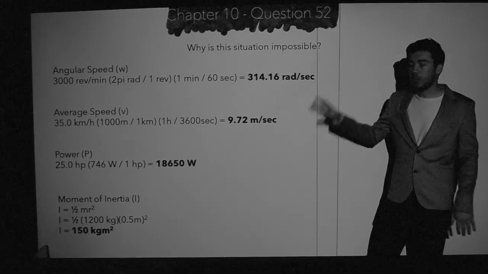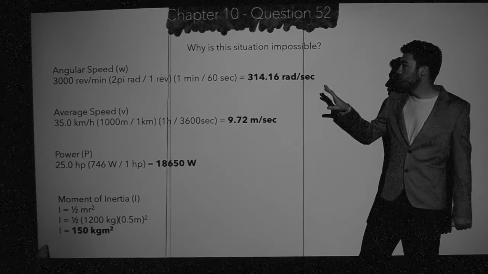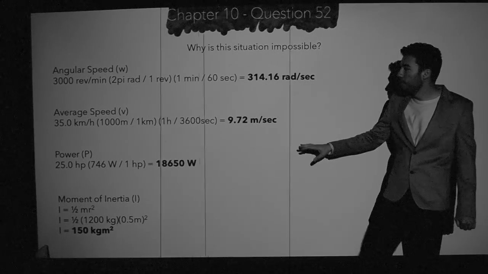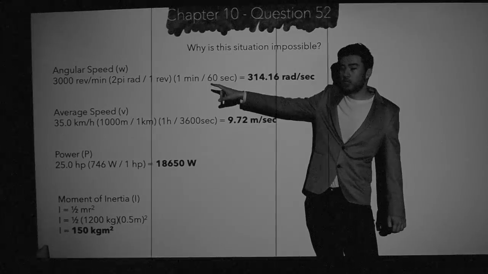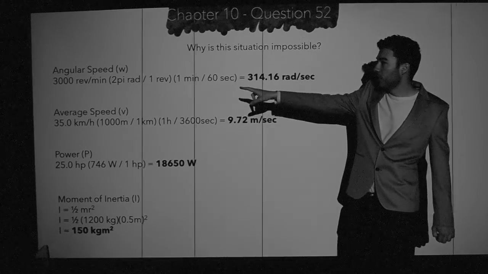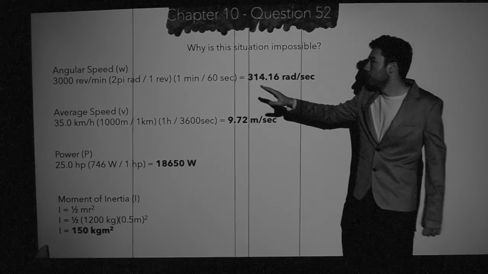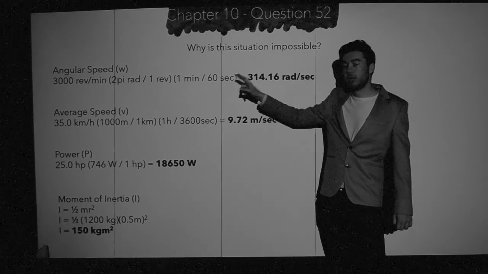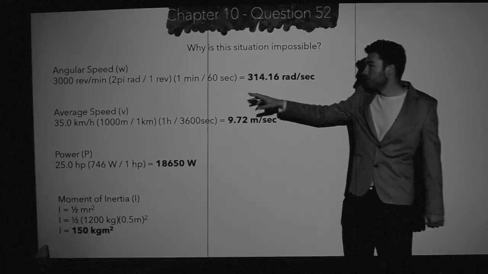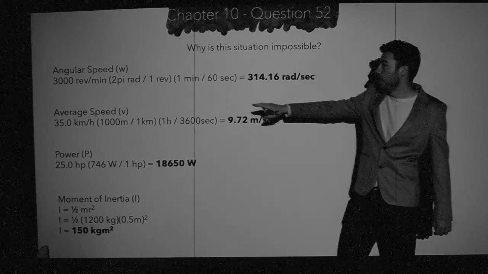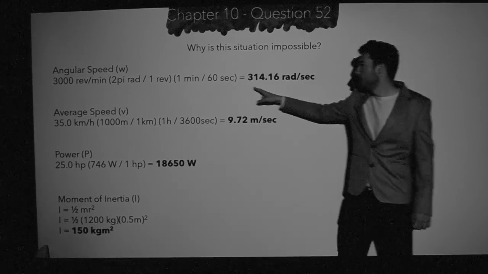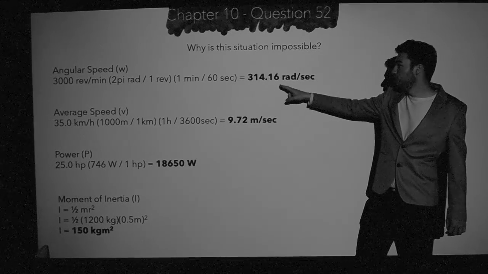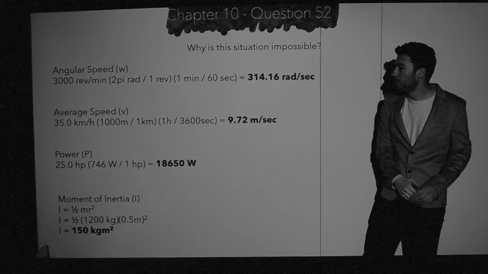So with all the information given in the question, let's just convert it to stuff that we need. We're going to first start with our angular speed. We are given 3,000 revs per minute. So we're going to convert that to radians, and that is 2 pi radians per 1 rev. And then we're going to convert the minutes to seconds, and it's 1 minute per 60 seconds. So we know that that's going to be 314.16 radians per second.